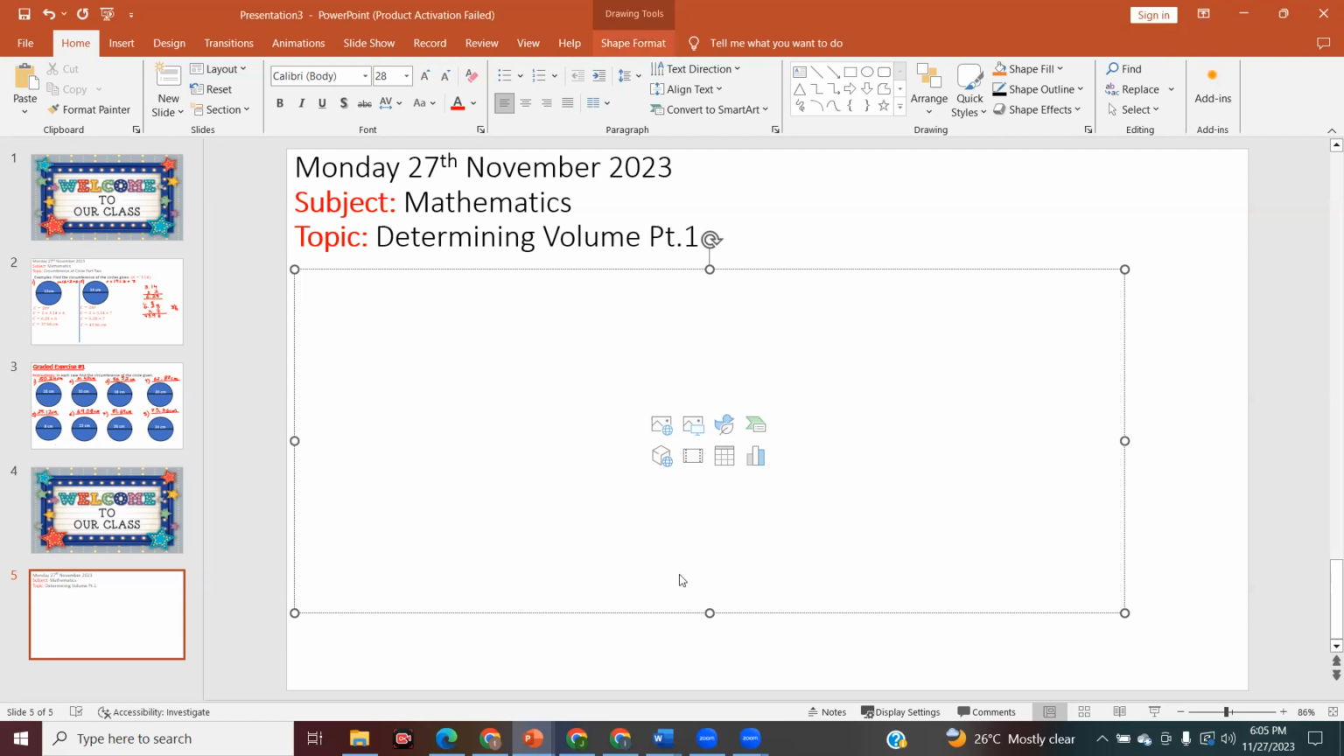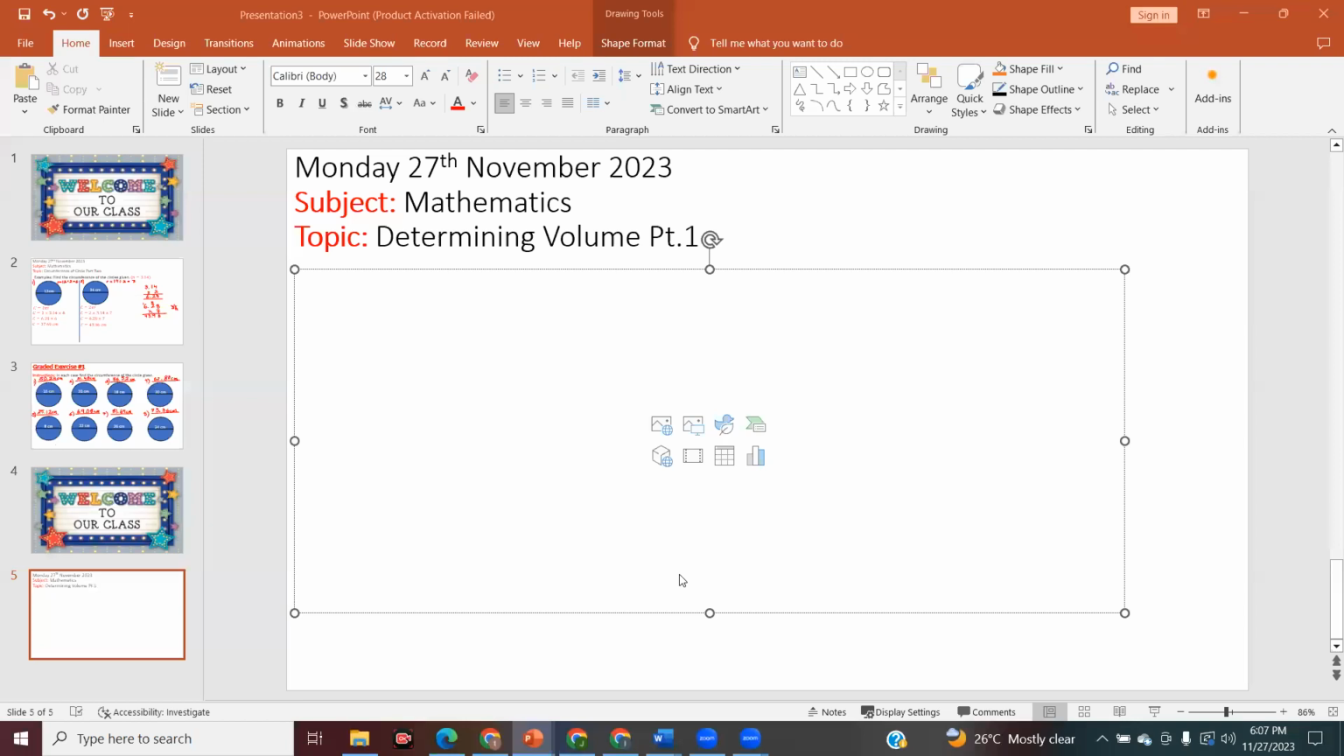Anyone have any idea? All right, what is volume? That's my real question, and that's what I'm trying to help you all understand. What do we mean when we say the volume of a shape? So let's begin with the definition of volume.